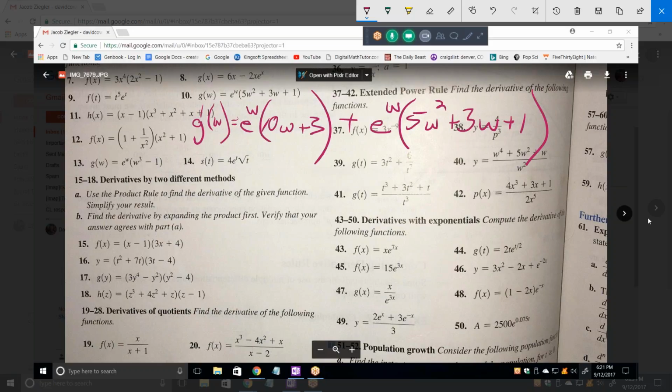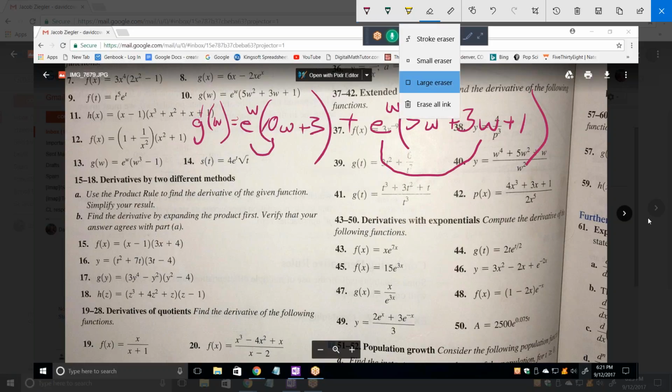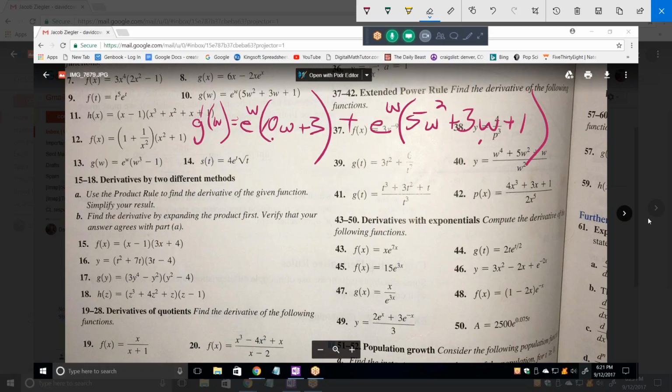You'll notice that I'm going to end up with a 10w e to the w over here when I multiply those two. And I'm going to end up with some number of e to the w times 3w. So if I distribute these out, I'll be able to do some simplification. In fact, let's do it. Let's make sure you understand what I'm saying here. In other words, that's not my final answer because I can do quite a bit of simplification here. First of all, I'm going to distribute.